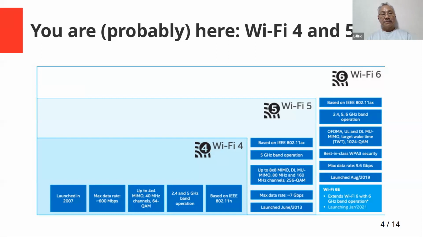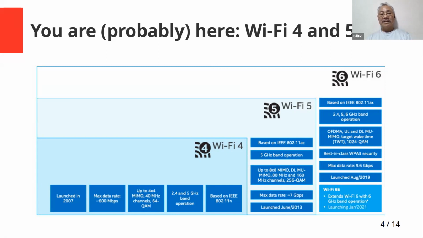Back in 2007, they launched Wi-Fi 4, which has a maximum of 600 megabit throughput and uses up to 4x4 multiple in, multiple out antennas. That means most of the devices have up to 4 antennas. Per channel is 40 megahertz. The modulation is 64 QAM. QAM is a kind of modulation. Later maybe we'll go through some of it.